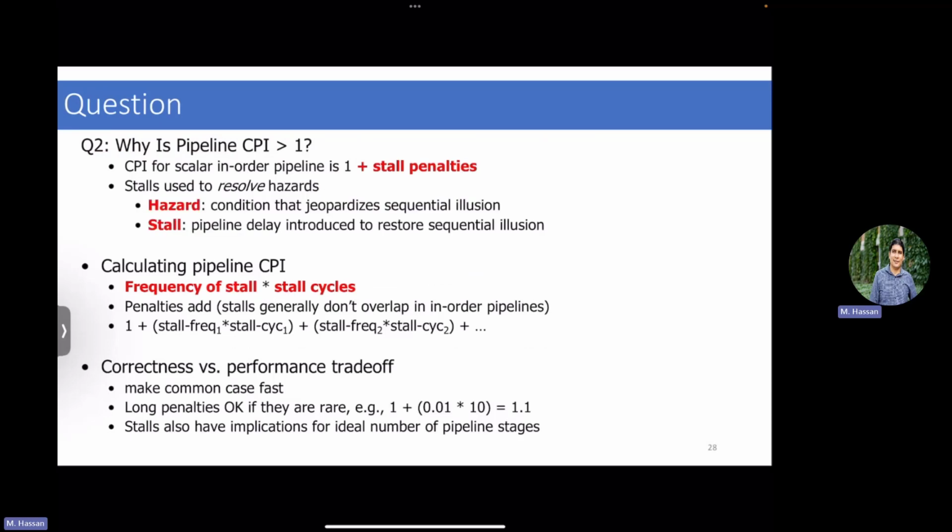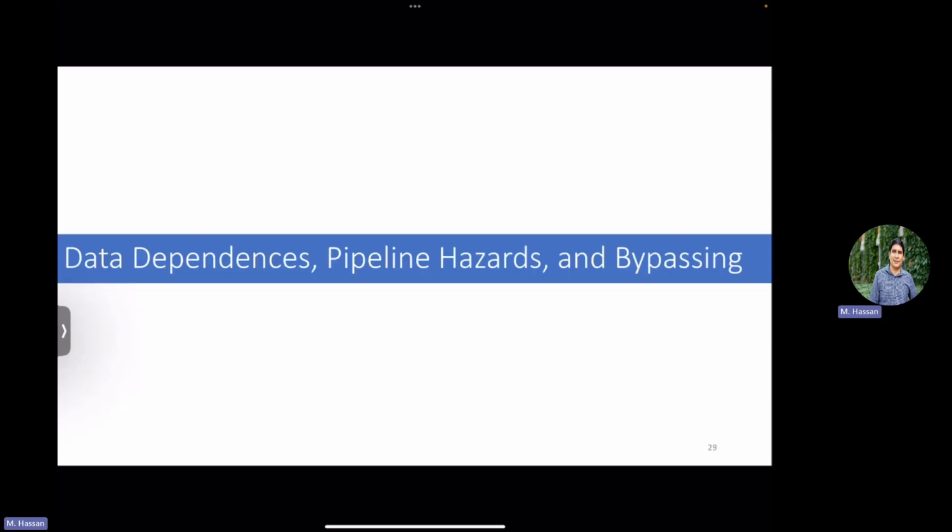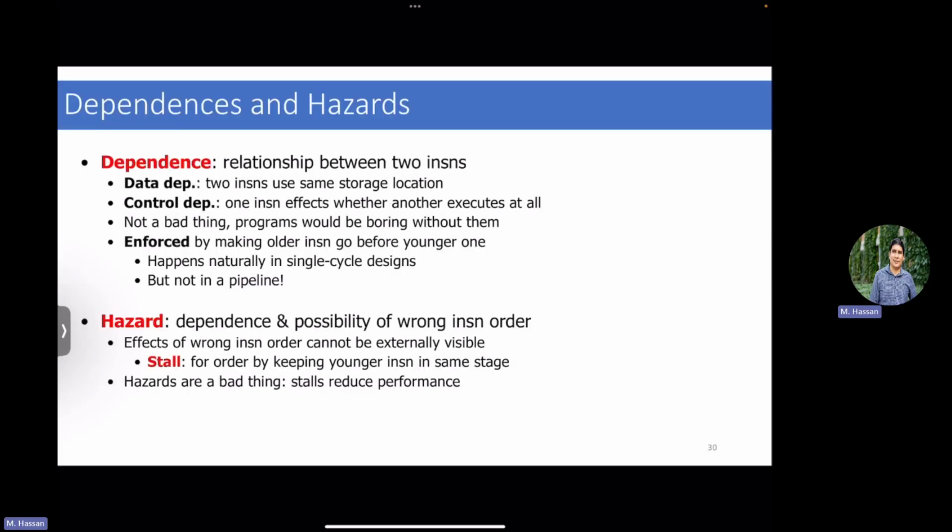Okay, good. And basically, we already discussed this: those dependencies will create hazards, and then you either need to stall or do some sort of bypassing or forwarding, some techniques that you can use to handle them, right? And this is all that we need to discuss today: data dependencies, pipelining, hazards, and bypassing.